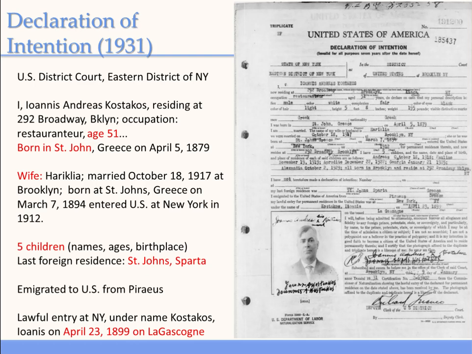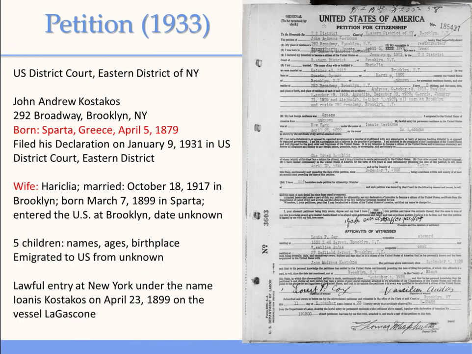John's, Greece. It also tells us that he came in April 23rd, 1899, and the name of the ship, Lagashon. Two years later, in 1933, my grandfather filed this petition. It was actually in the same court, the U.S. District Court, Eastern District of New York, which is where Brooklyn was. Here he says he was born in Sparta, Greece, April 5th, 1879. So you can begin to see sometimes the information may change from one document to another.